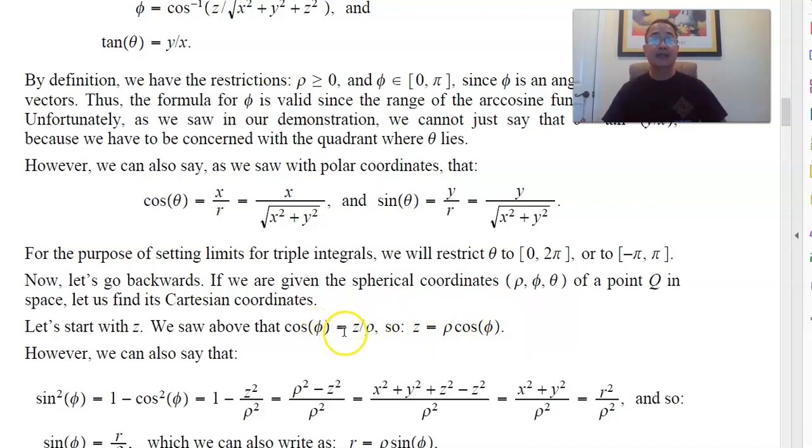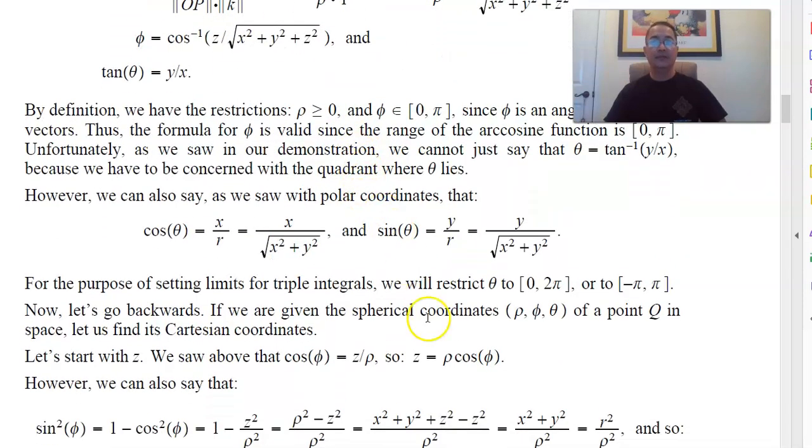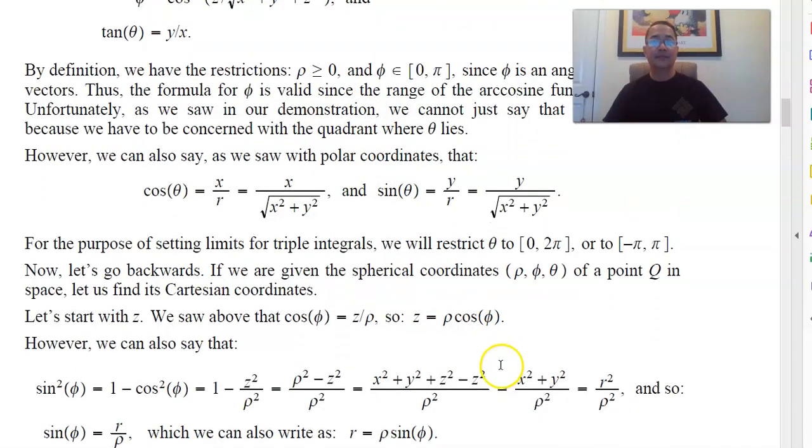Now let's think about going backwards. If you're given spherical coordinates, how would you find its Cartesian coordinates? Well, z is easy. We see over here that z over rho is cosine phi. So therefore z is just rho cosine of phi.